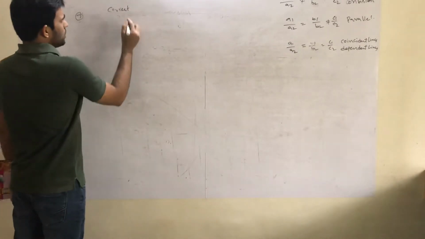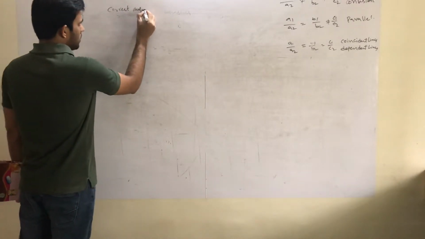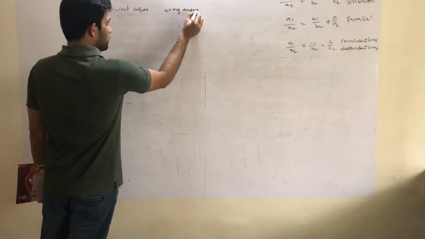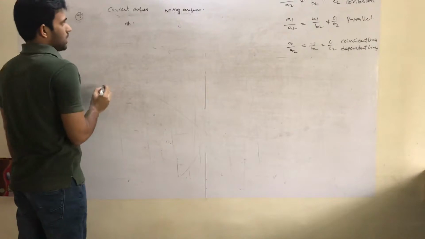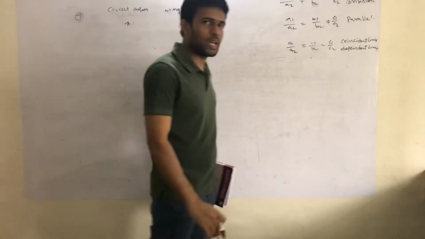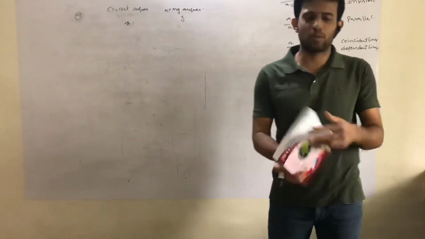So identifying the variables is also important. Correct answer, wrong answer. Let's consider the correct answer as x and the wrong answer as y. So the variables we have identified. Now let's get into the statement.